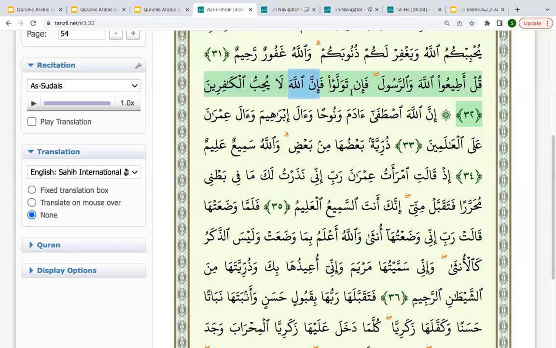Okay, in tawallaw. So now this can be your fail mudare. There are two options for this one. This can be your fail mudare majzoom because of in, because it can be originally tatawallawna, and the mudare is majzoom.